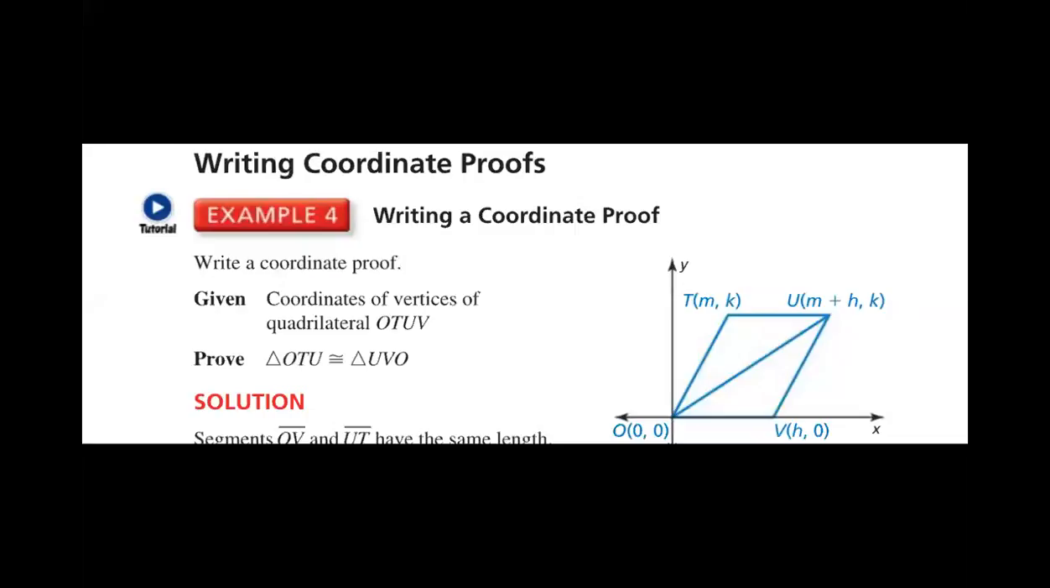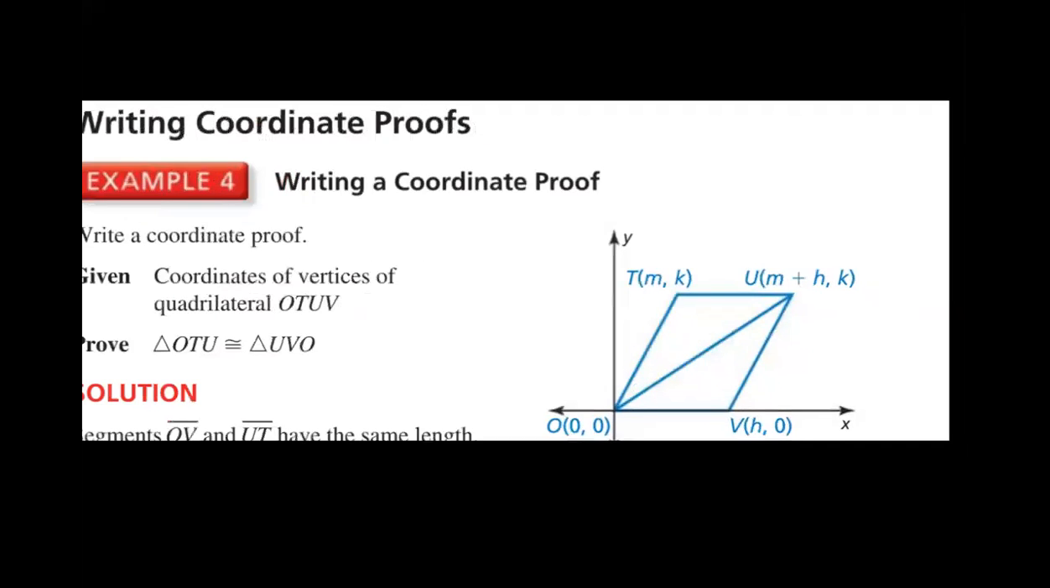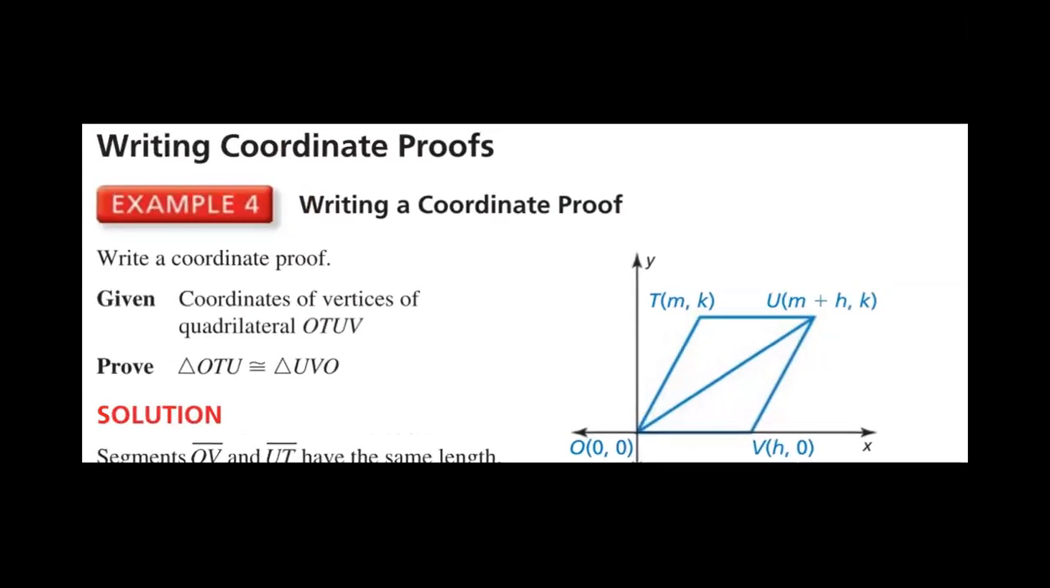Okay, let's look at one more here. We'll look at this, and then we'll look at one last thing, and then we'll be good. So this one, we are writing a coordinate proof. And remember, a coordinate proof is just showing the work, showing what you did to be able to prove it. So it's not a 2-column. We're not writing out steps.